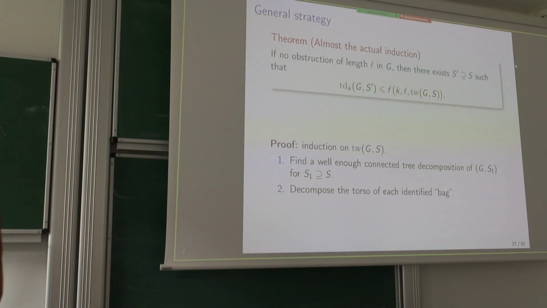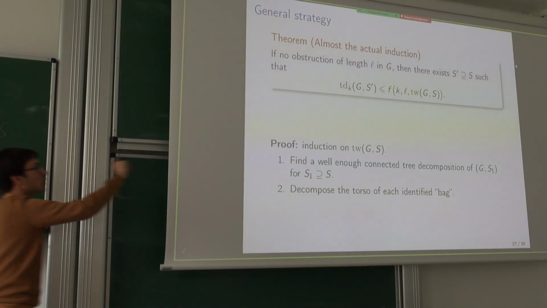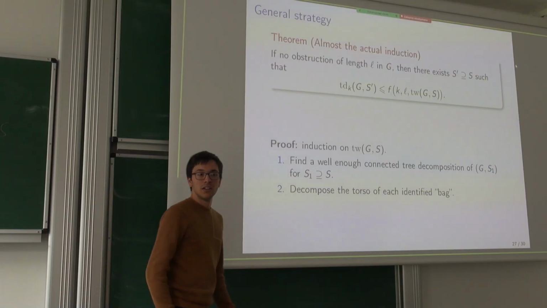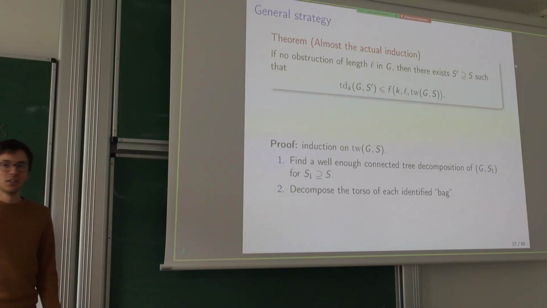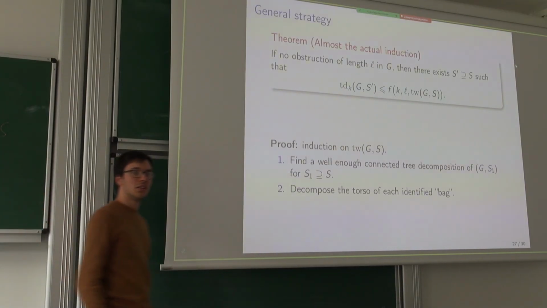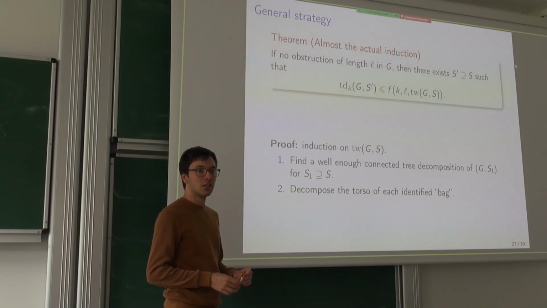Why is treewidth bounded? Because you exclude some planar graph, or what is that? Yes, exactly. Sorry, in the end, I take S to be every vertex, V of G. And now treewidth of G V of G is just treewidth of G, because I decompose everything.